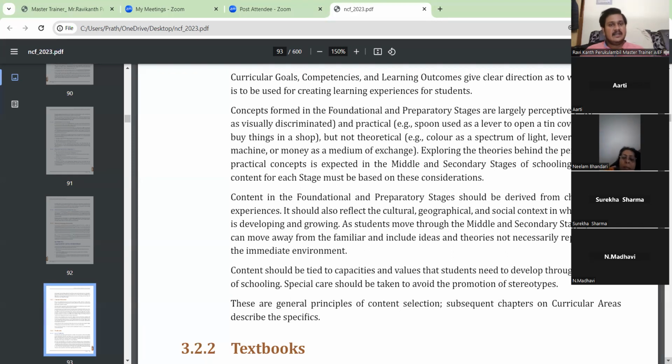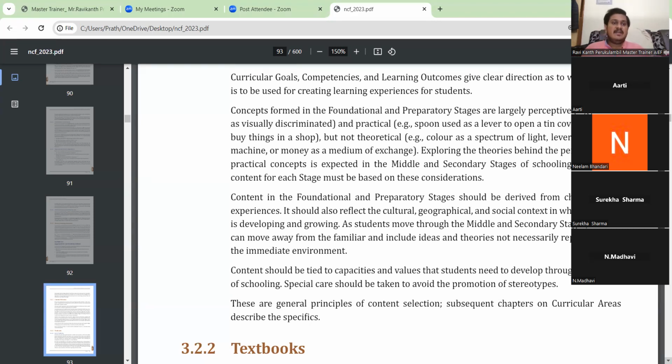Okay, like visually discriminated, color as well, such sort of things. And practical as well, but not theoretical. In foundational and preparatory stages, the concept should not be theoretical. Exploring the theories behind the perceptive and practical concept is expected in the middle and secondary stages of schooling. This we have seen day before yesterday and yesterday as well.